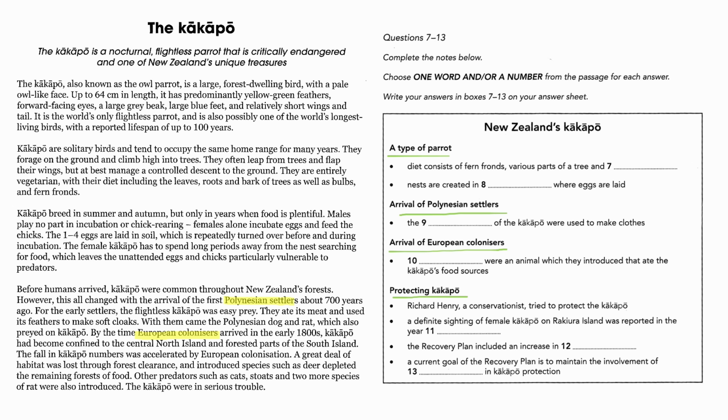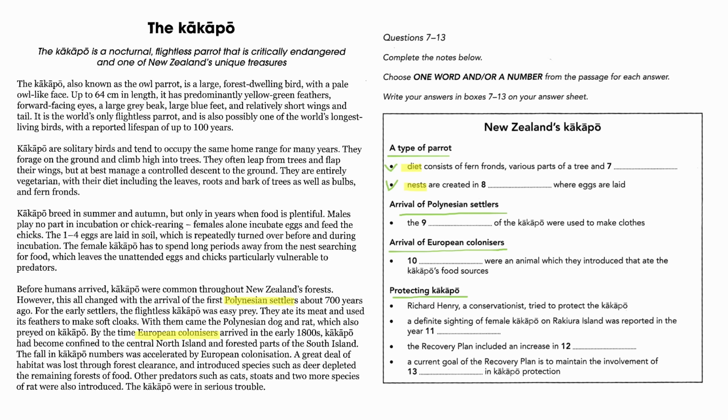But we find answers to missing word questions in order, which means that you need to start looking from the beginning of the passage. And right now, I'd like you to find the answers to question number 7 and 8. And again, we begin with identifying some keywords. I would say diet, that consists of fern fronds, various parts of a tree, and something. And nests are created in where eggs are laid. So the keyword is nests. Go ahead and pause the video.